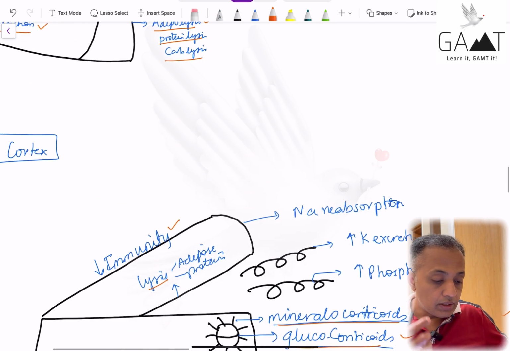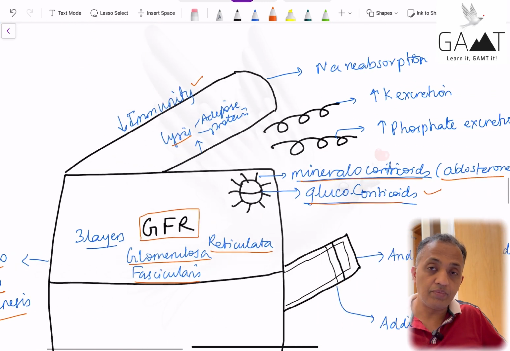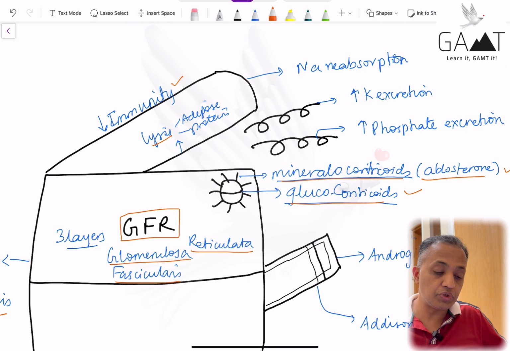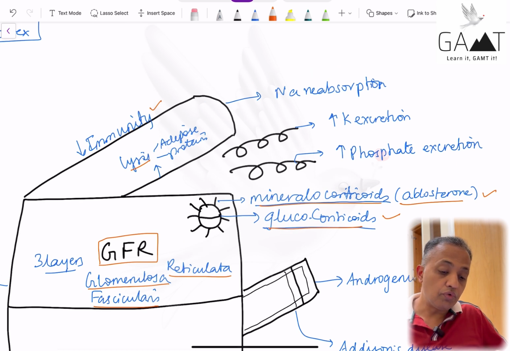As we saw earlier, the adrenal medullary hormones cause adipolysis, proteolysis, and carbohydrate lysis. The same thing happens here. Okay, they cause adipose tissue lysis and protein tissue lysis. Then these are the actions of glucocorticoid hormones.